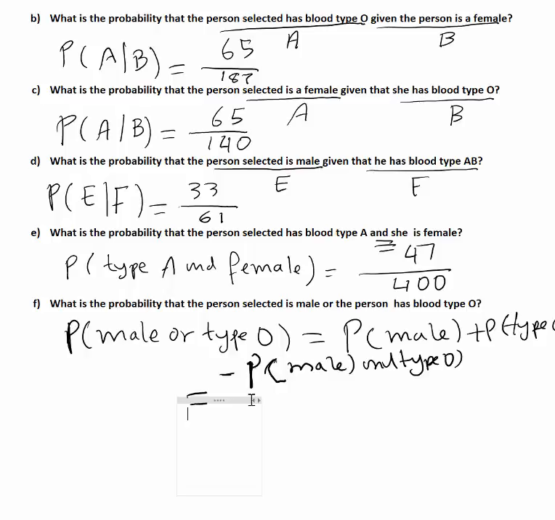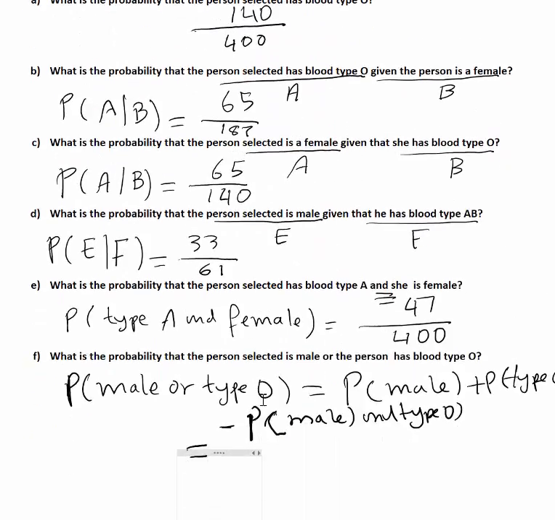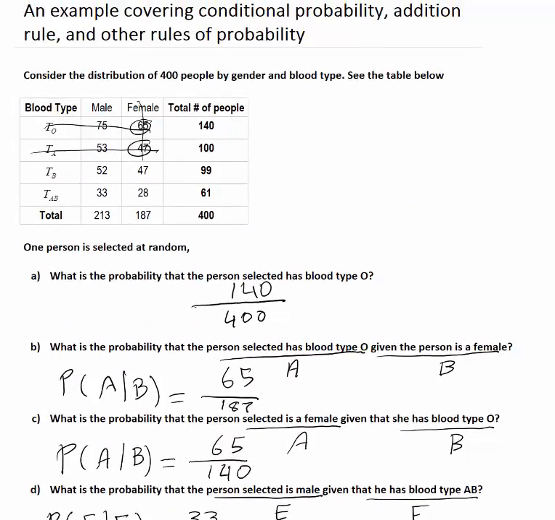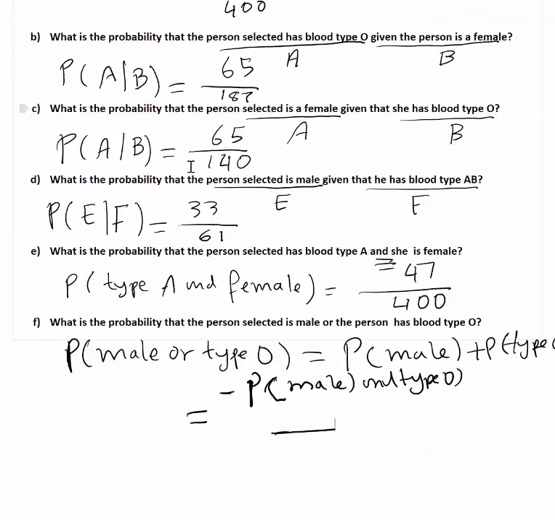Okay, let's write type here. Probability of male or type O. So if we get a male, we have success. If we get a type O, we have success. Okay, let's write the answer here. What is the probability of male? We want to select a person. What's the probability the person selected is male? We have 213 males out of 400. So you put 213 out of 400, plus the probability of type O.